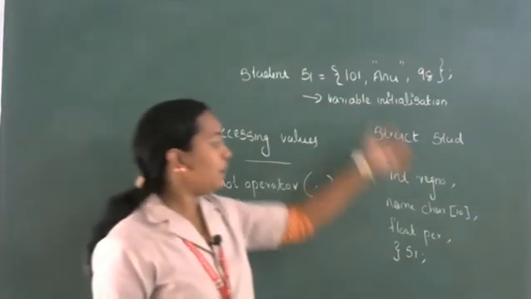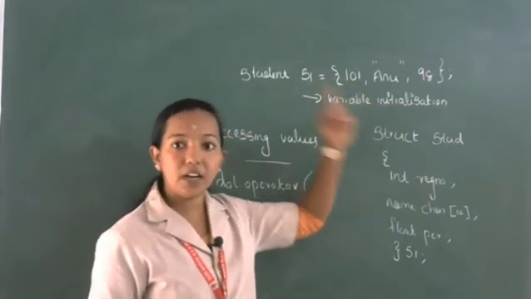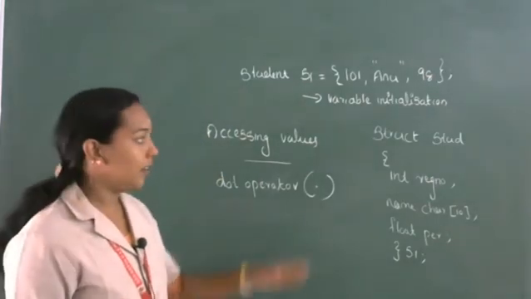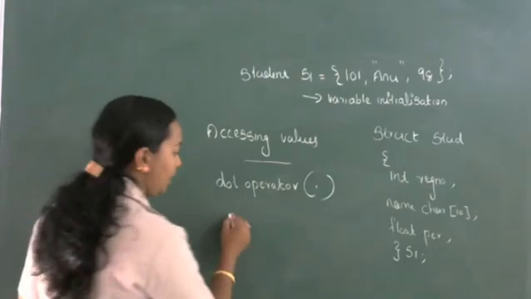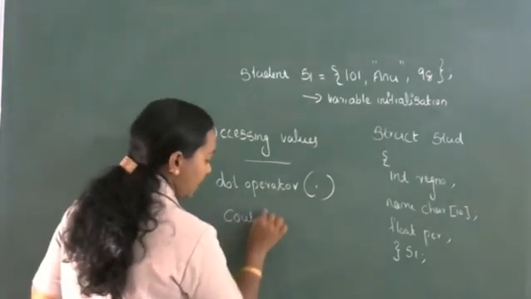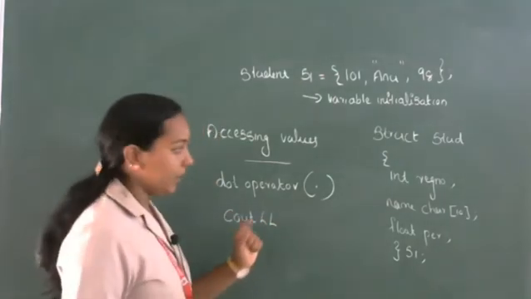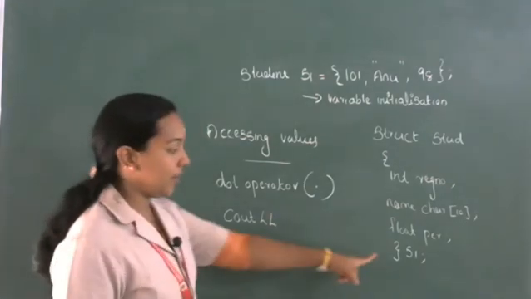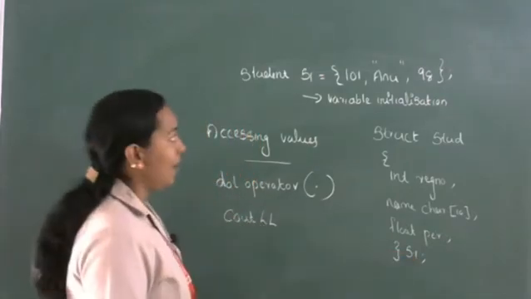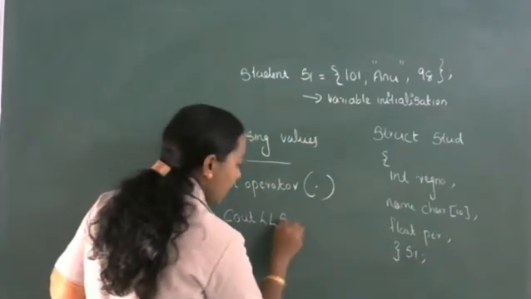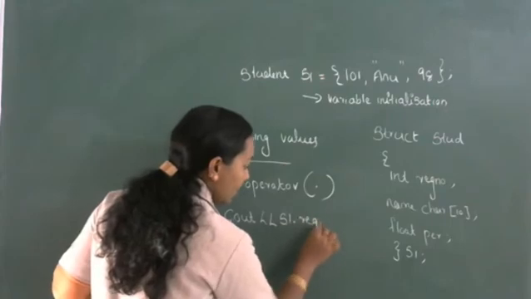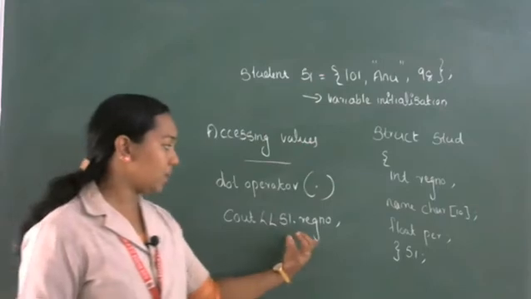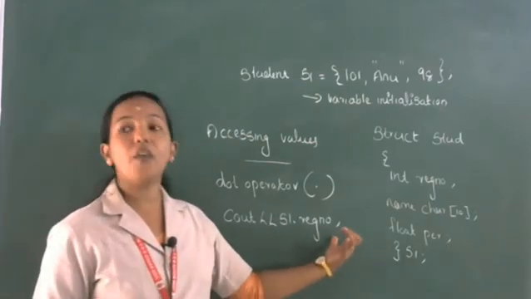Now, what will be the value of register number? We assigned 101 to register number. Suppose I want to print the value of register number. How will we write it? Normal cout statement. Cout, then which variable is used for accessing elements from student? Here we are using the variable S1. So we write S1 dot register number. If I write cout S1 dot register number, what will be the output?